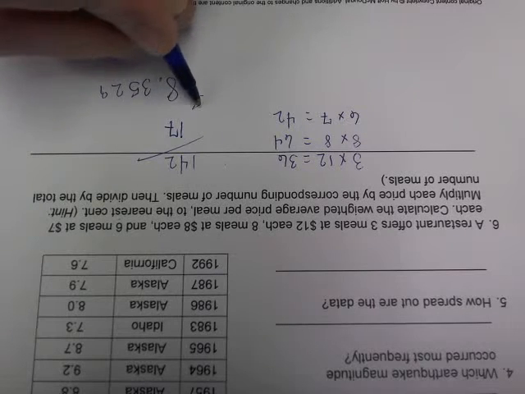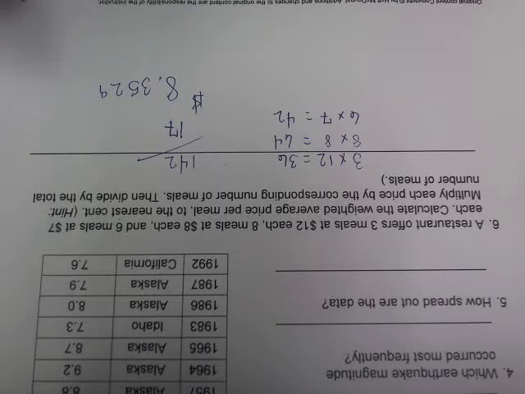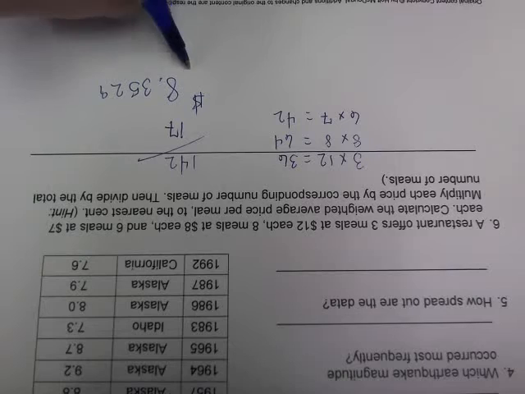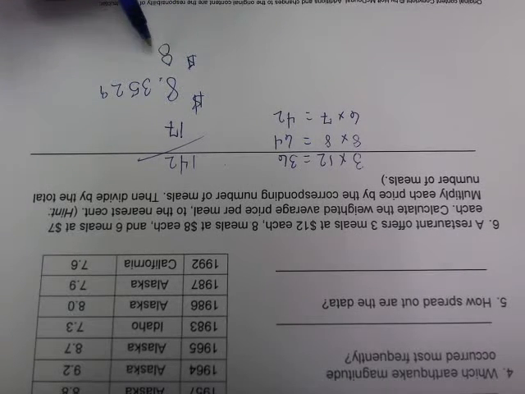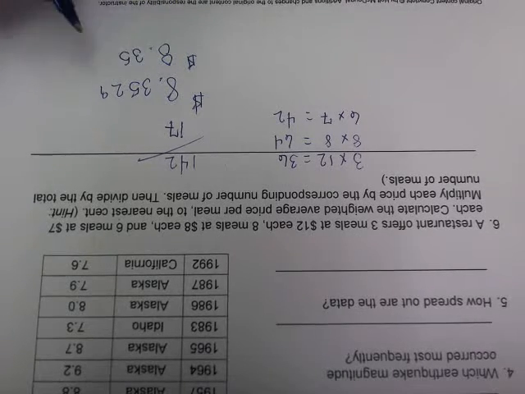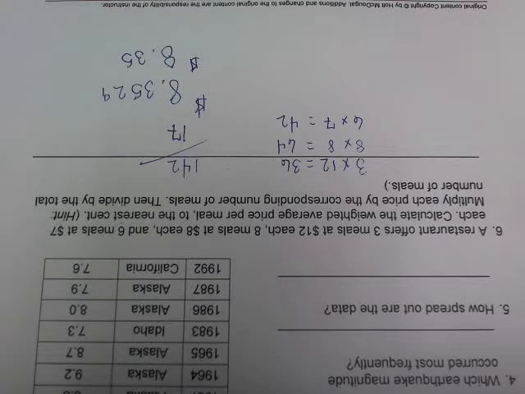And since they asked me to round to the nearest cent, which makes sense since this represents dollars, it's going to be $8.35. So with 3 meals at $12, 8 meals at $8, and 6 meals at $7, that averages out to an average cost of $8.35 a meal. And you'll use that exact same approach any other time they ask you to find the weighted average. Multiply together each set of components, then add that result and divide by the total. Remember, it's just an average, and that will always give you the weighted average.